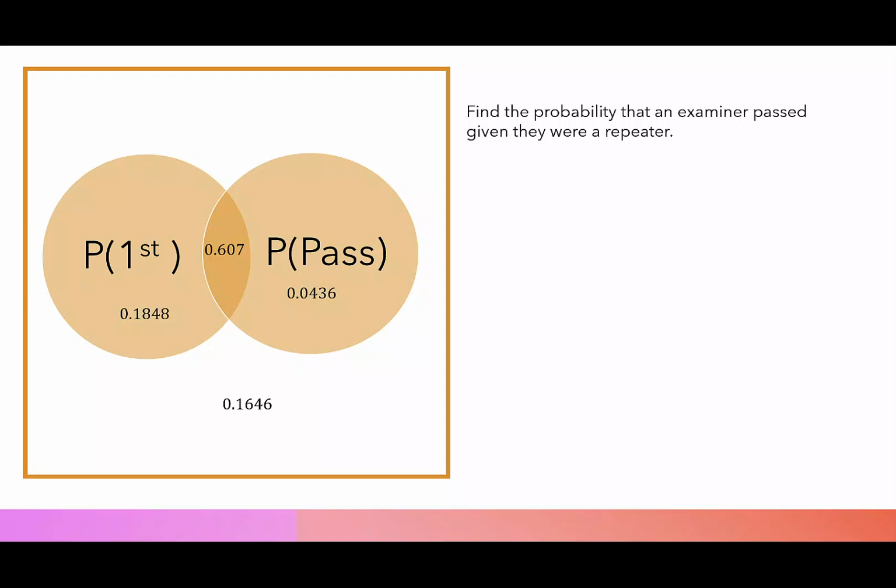Let's find the probability that an examiner passed given that they were a repeater. Going back to our formula, we look at, well, what are we trying to figure out? We're looking for the probability that someone passed given that they're not a first-timer. So I'm writing as first complement. This is the probability that someone passed and was not a first-timer over the probability of not being a first-timer. The probability that somebody passed and was not a first-timer was 0.0436. The probability somebody was not a first-timer is 0.0436 and 0.1646. We put that all together and we get 0.2094.